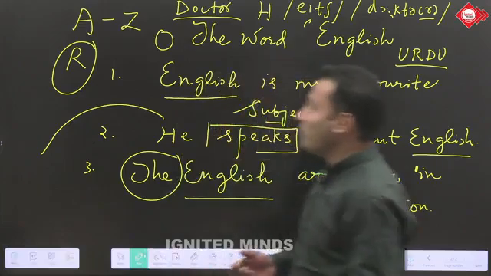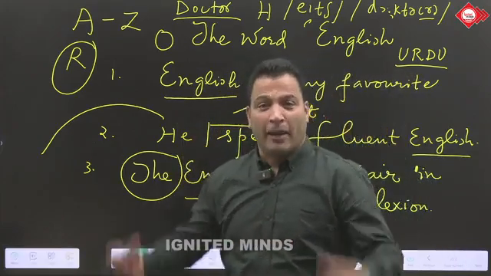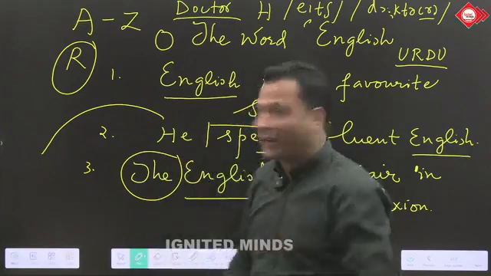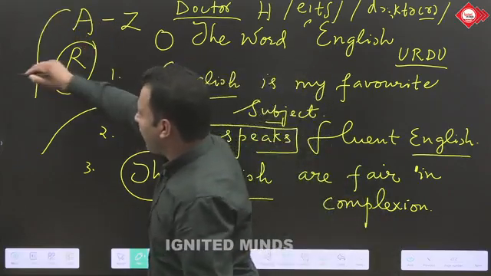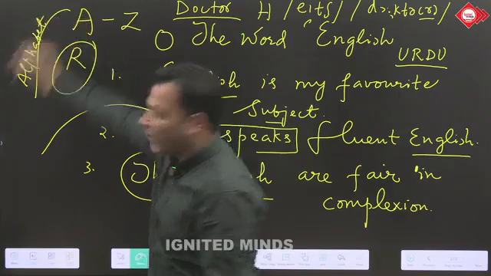Anyways, we move forward. A to Z. These 26 letters together form the alphabet. So this A to Z forms the alphabet. And this is called the English alphabet.